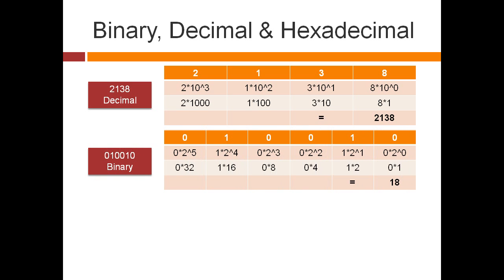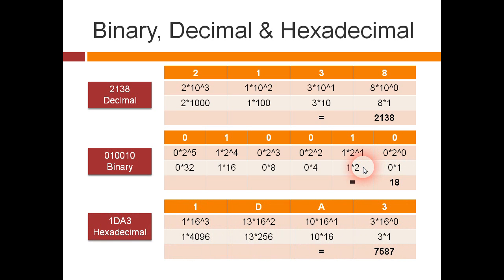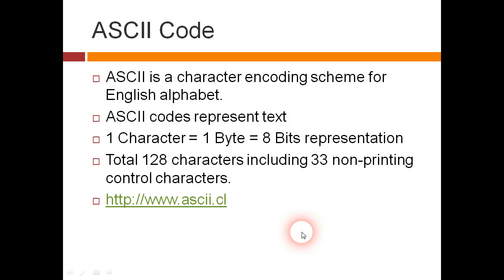It is very true for the binary number as well, and here you can look at the example. It is very similar to decimal, but we only use 2 as our base. And it is also true for the hexadecimal numbering system. So if we have the number 1DA3, it translates to 7587 in the decimal numbering system, and you can see the illustration of the example of how it is being calculated.